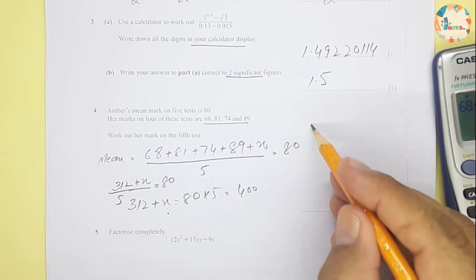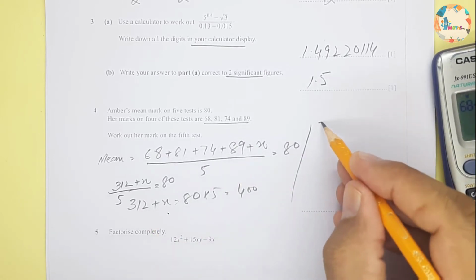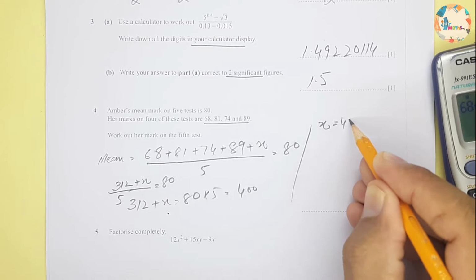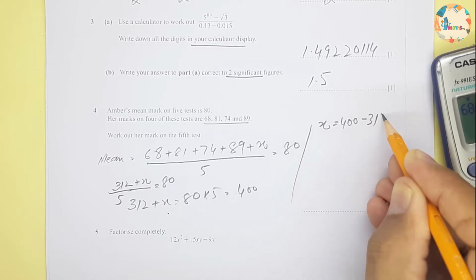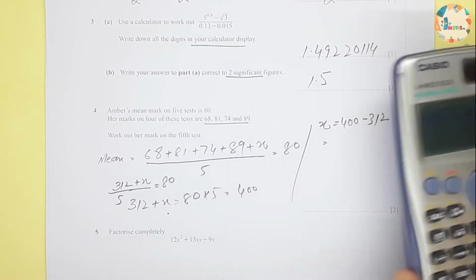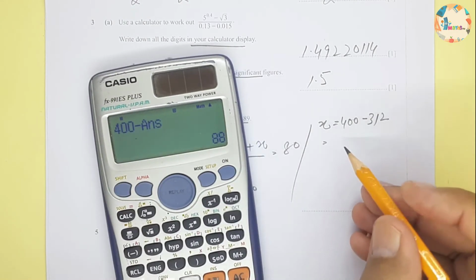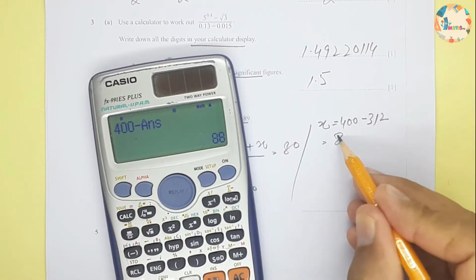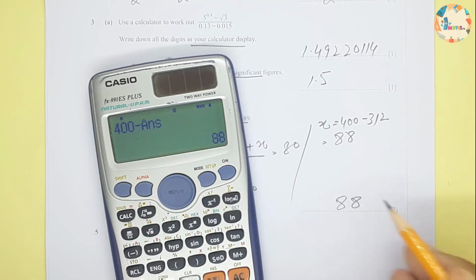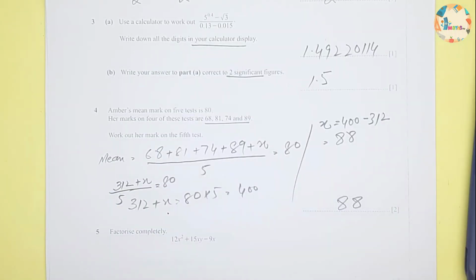And the next step we can write over here, x is equal to 400 minus 312. So 400 minus 312, the answer will be 88. So our answer will be 88. Hopefully you are understanding.